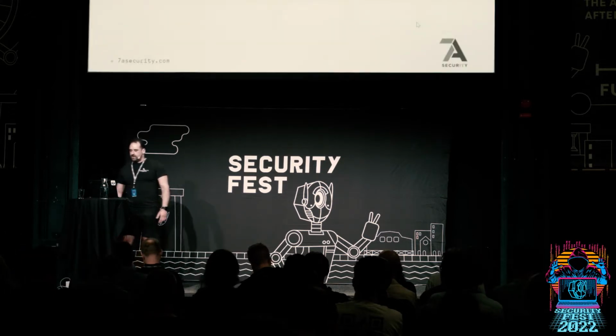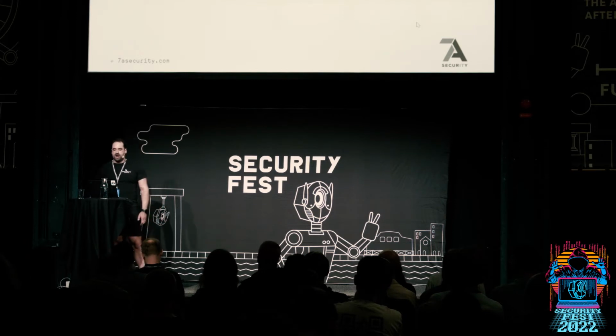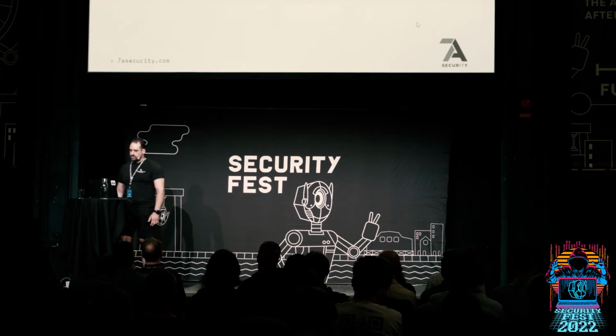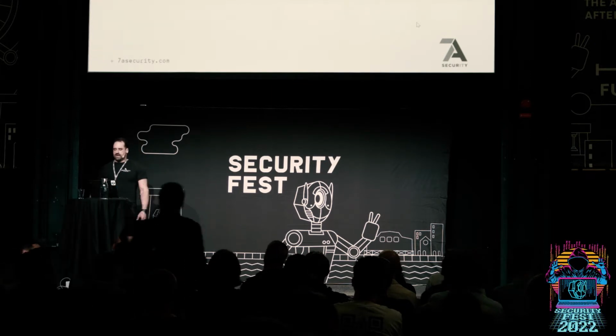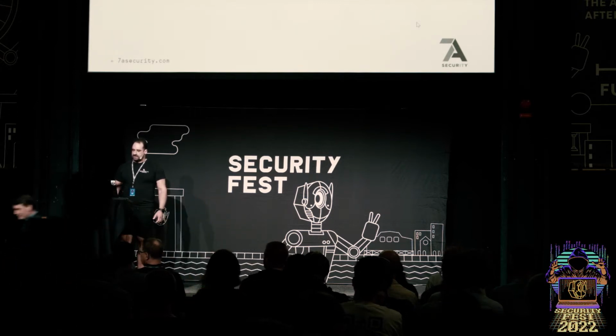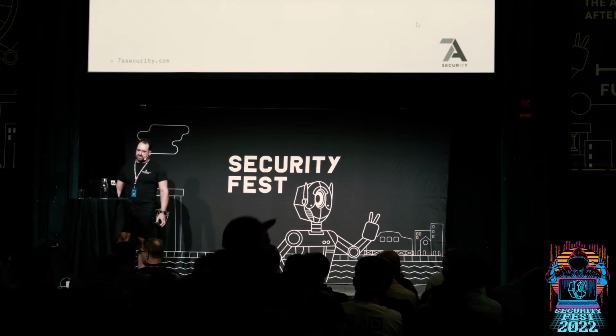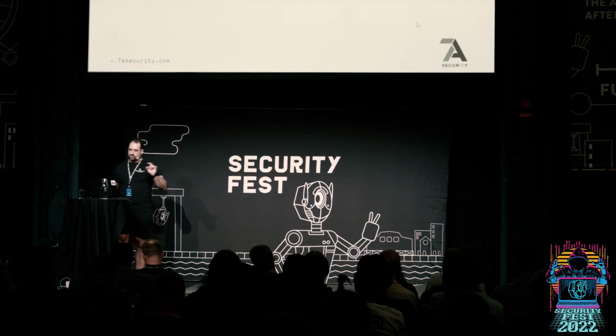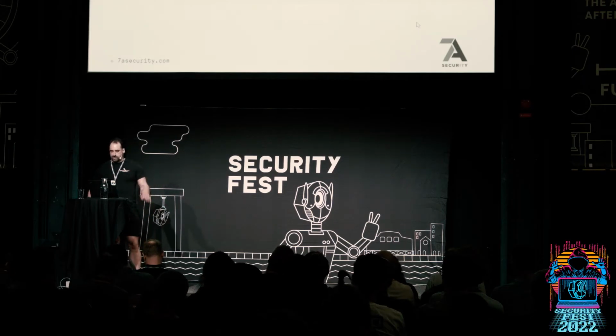So today we're going to see how to hack JavaScript desktop applications with XSS and remote code execution. I'll give you a quick introduction, if you have no idea about this, on how you can get started. And then we will see some interesting scenarios about attacking Electron. What XSS means in the context of a desktop application, how to turn XSS into remote code execution, attacking preload scripts, and then a very interesting scenario about getting code execution through exploiting some inter-process communication.